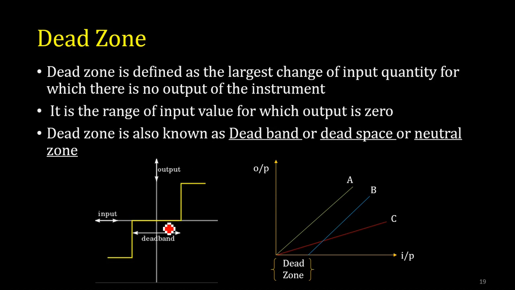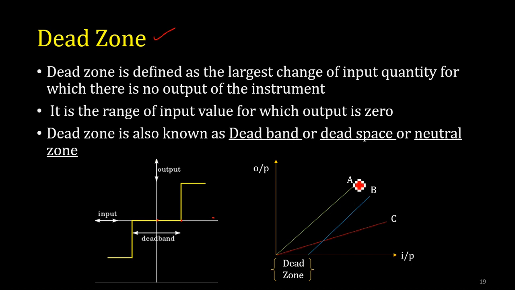So here you can see that from 0 you have increased your input. Even if you are increasing your input, your output is not changing. Only when you reach this value are you getting an output. So this particular zone is known as dead zone or dead band. It can be in both directions. If you are increasing in the other direction also, this particular region is known as dead band or dead space or neutral zone, or it is also known as dead zone.